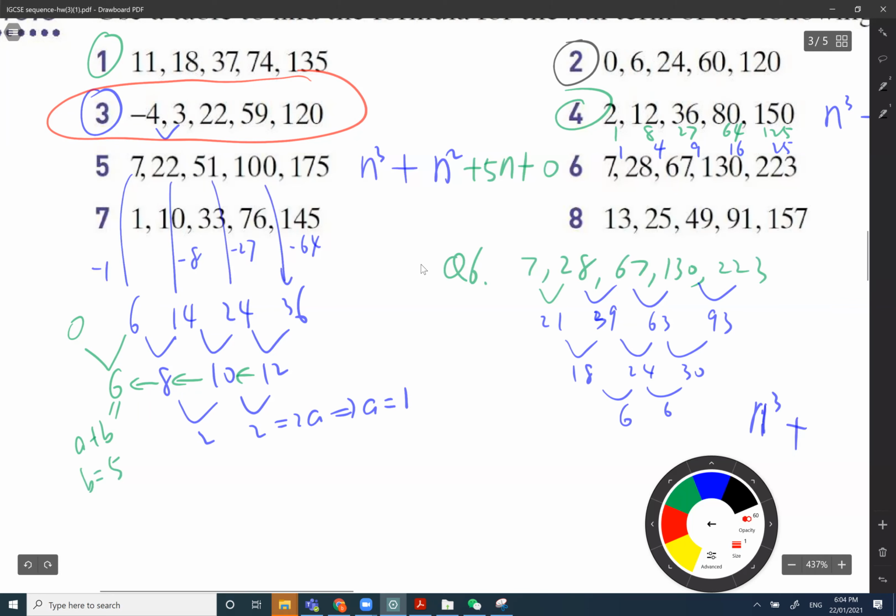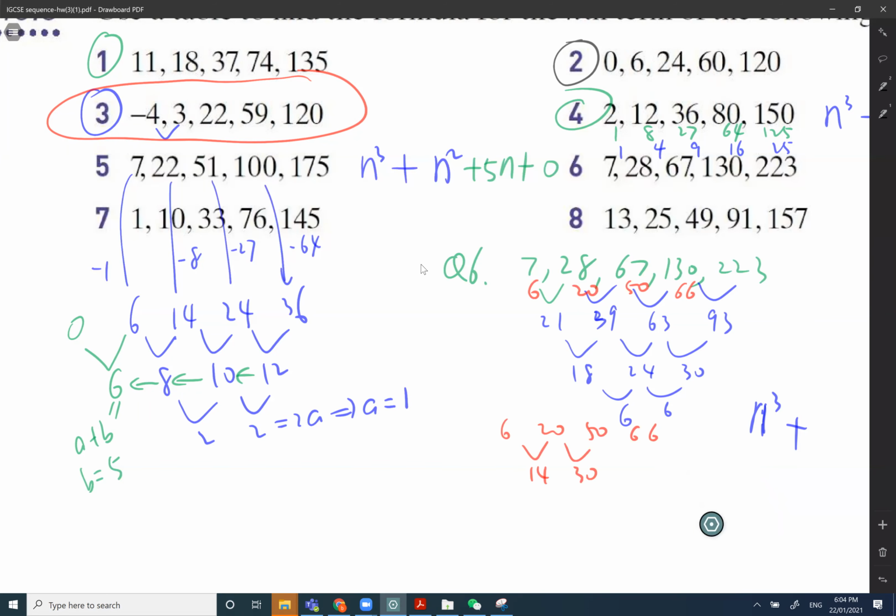Now we minus n cubed. We remove the information for n cubed. The remaining part we'll have a look at. So you got 6, 20, 50, 64, 66. Like this. 6, 20, 50, 66, 14, 30. What? Where did I go wrong? I think I got some mistake somewhere. Oh, minus 40 here.